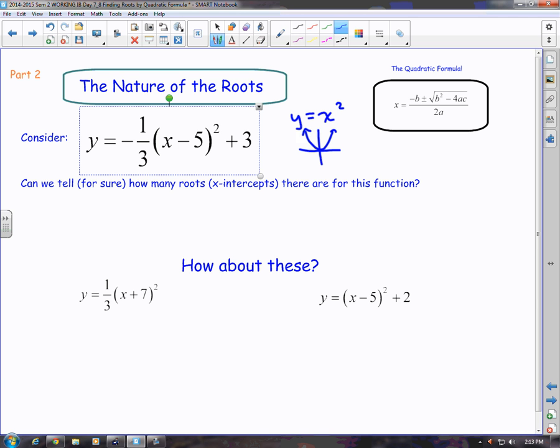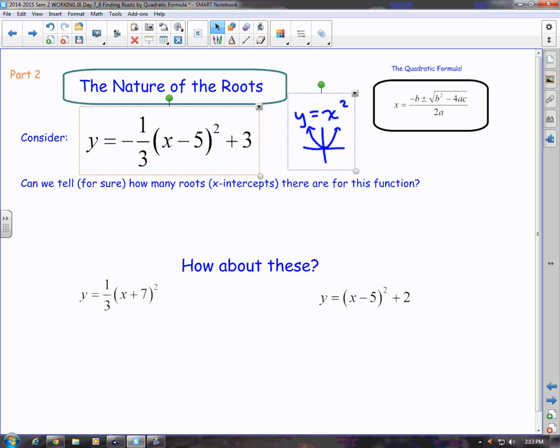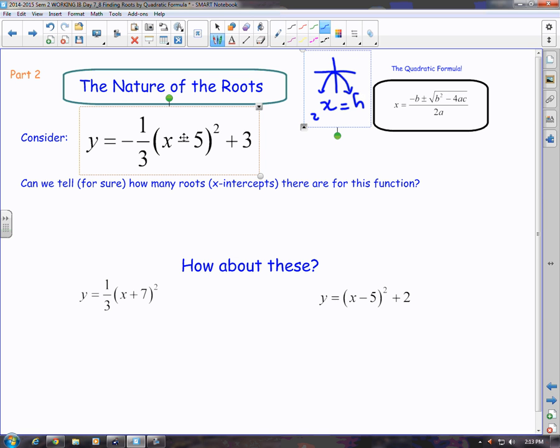And then you simply process, well, what's going on here? So the negative says it opens down. The 1/3 really doesn't affect it. Then it's moving 5 to the right, and then 3 up. Because it moves up, it's going to move that vertex point above the x-axis, and then it's opening down so that it will cross the x-axis. So the answer is yes. How many roots are there? There are 2. Okay, absolutely we can tell with that one.